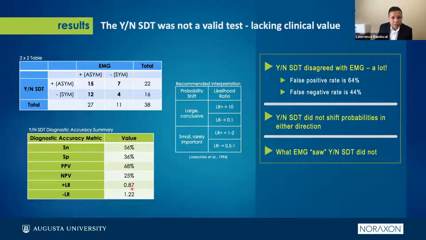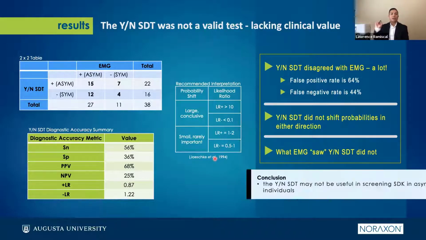Where's ours? Look at ours, 0.87. It's even lower than the lowest clinically important. And 1.2, it's beyond it. It crossed 1. So again, it's not even within that range where we can say that there is some importance to it. That's why there is no way that it can shift probabilities. So in other words, you can't really use it. Another way of saying it is that what EMG saw, the YNSDT did not see.